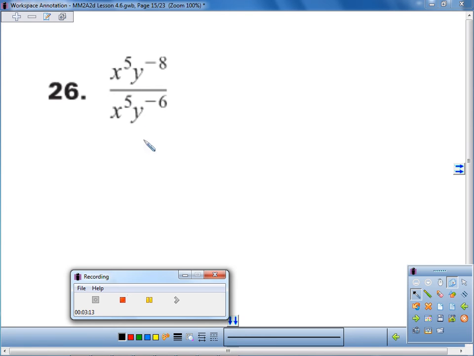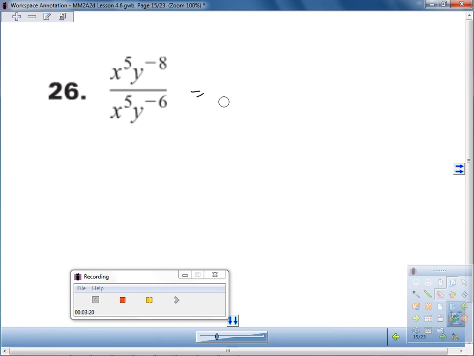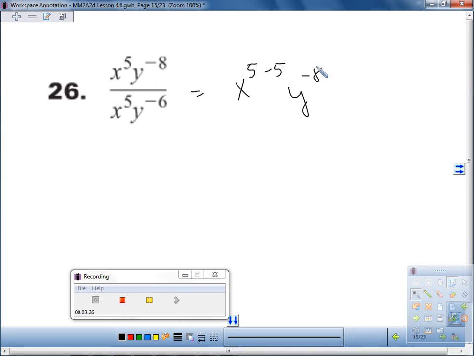Here for number 26, we have quite a few things going on. Let's write it like this. Now it may be obvious for the one part, but I'm going to go through the steps. So let's go x to the 5th minus 5, y to the negative 8 minus negative 6. Here we'll end up with x to the 0, which we probably would have said canceled out anyway, or it became 1, because x to the 0 power is going to end up being 1.